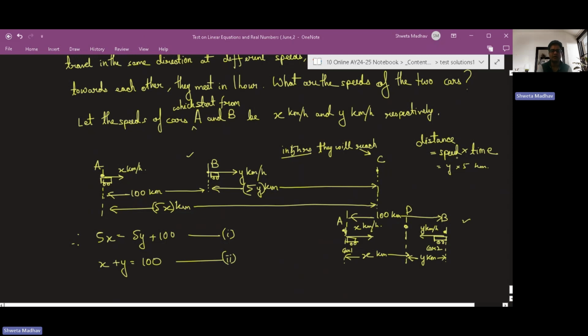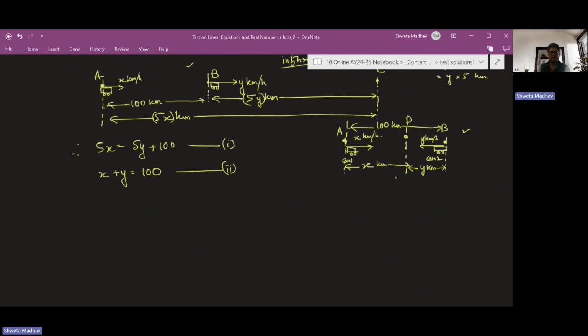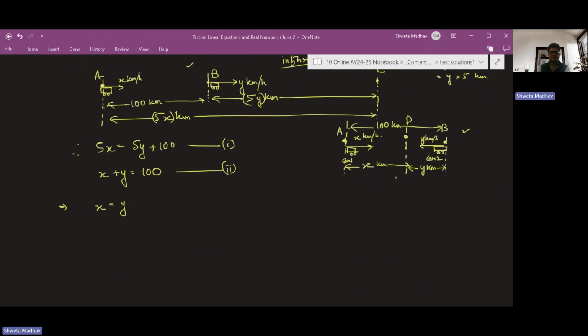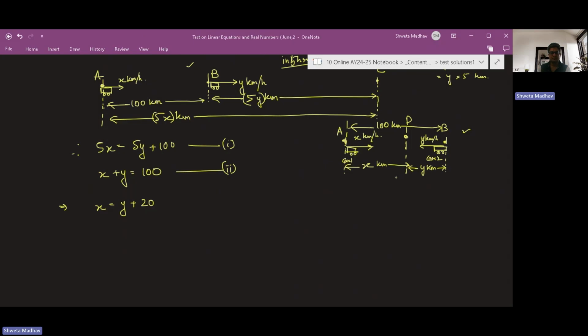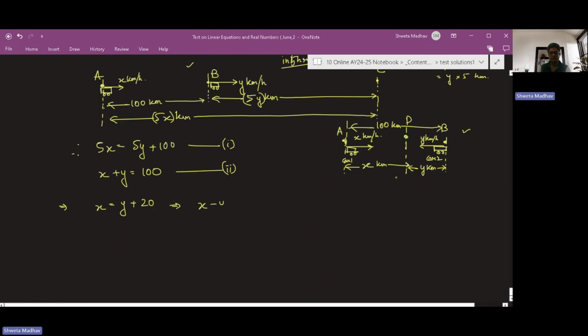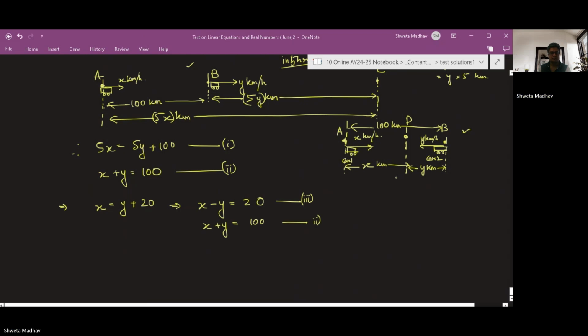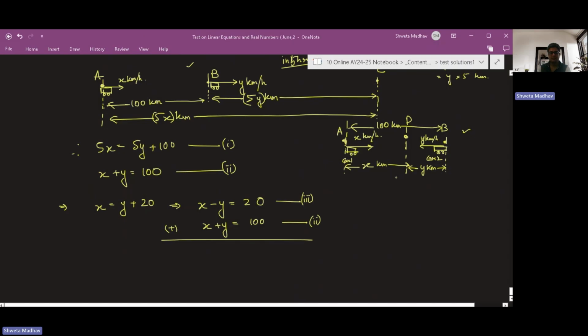So these two equations we have to solve to find the value of x and y. If we simplify the first equation, we can write it as x equals y plus 20, since we can divide the equation by 5. So x minus y equals 20. Let's say this is equation 3. And we know that x plus y is 100, which is our equation 2. So now if we add them, then y will get cancelled.